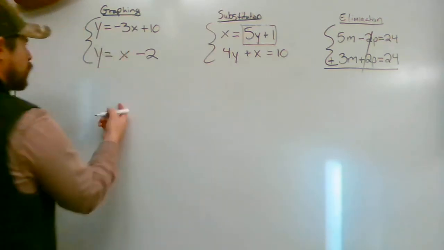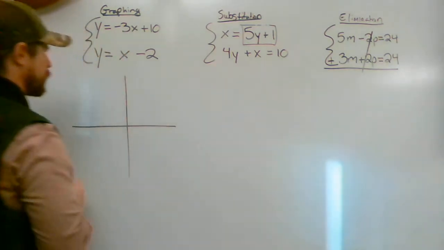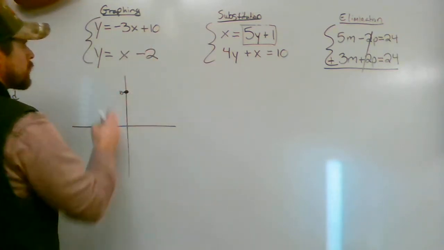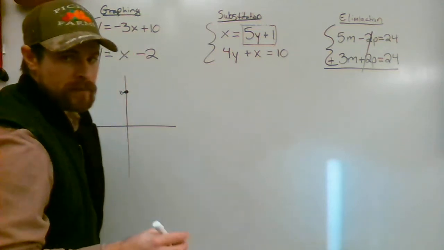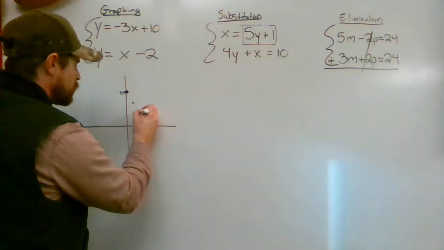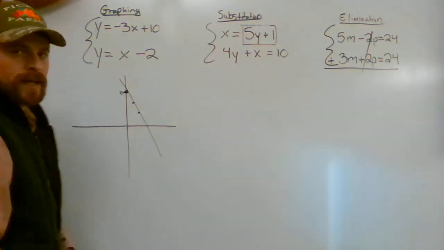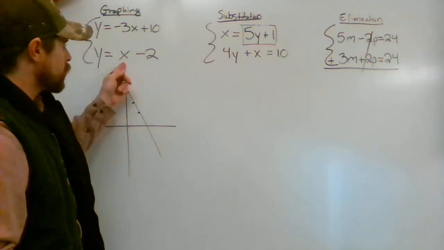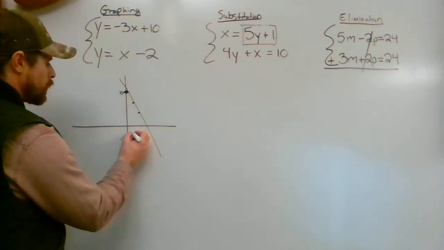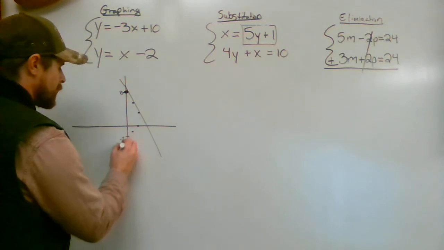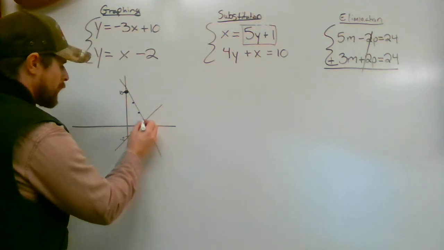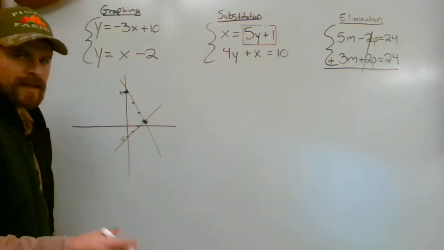First one, both are in slope-intercept form, so I would have a coordinate grid where I would mark my y-intercept, positive 10, to start, and use my slope, which is negative 3, meaning I'm going down 3 over 1, down 3 over 1. I would do that a couple of times until I have enough dots to make a line. My first line would look like that. I would then graph my second line, which would start at negative 2, going up 1 over 1, up 1 over 1. My second line would look something like that. And that point right there, the intersecting point, is going to be my solution.